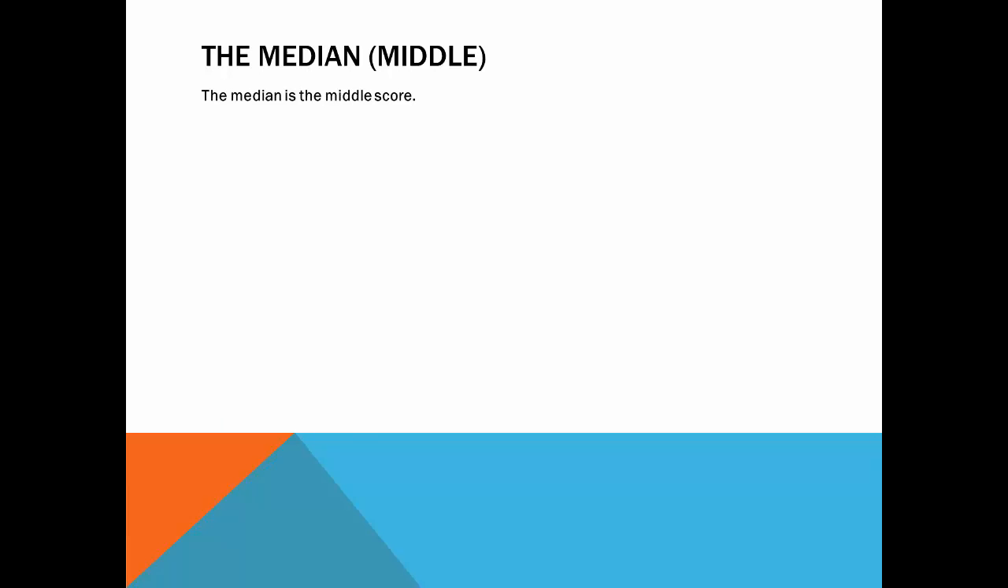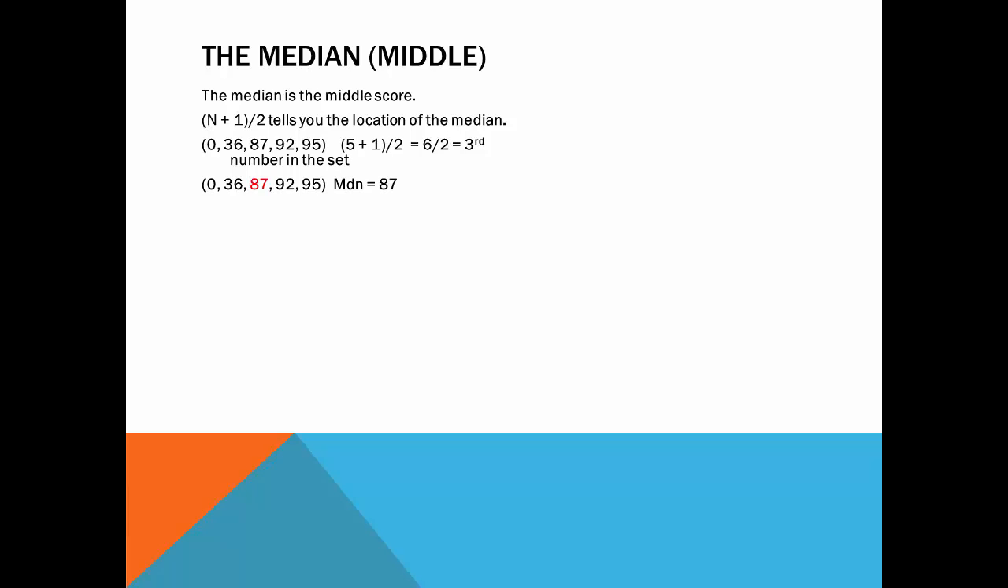Now the median is the middle score. This equation, the sum of n plus 1 divided by 2, tells you the location of the median. So it tells you which term it is. So we have this data set right here. And there are 5 numbers, so we take 5 plus 1, which is 6, divide that by 2, and we get that the median is the third number in the set, which in this case is 87.